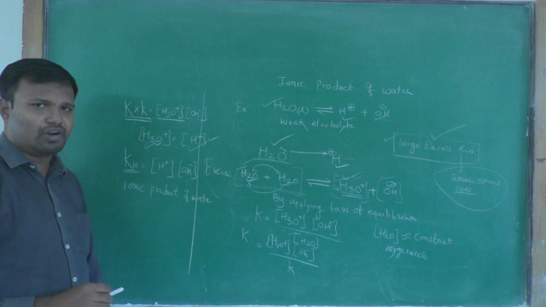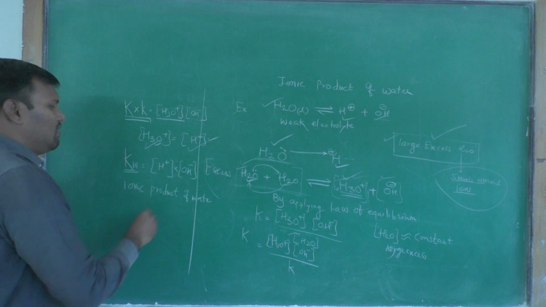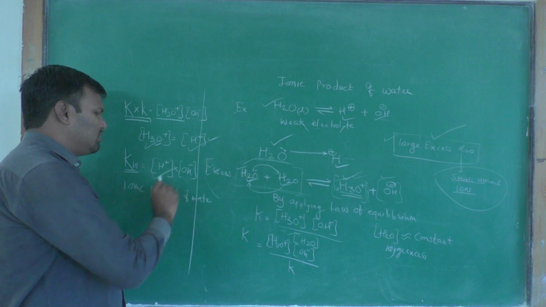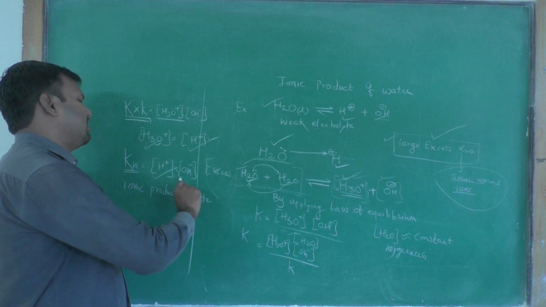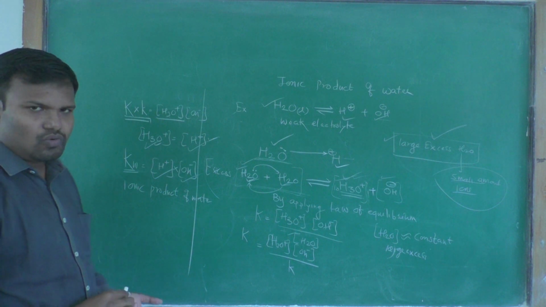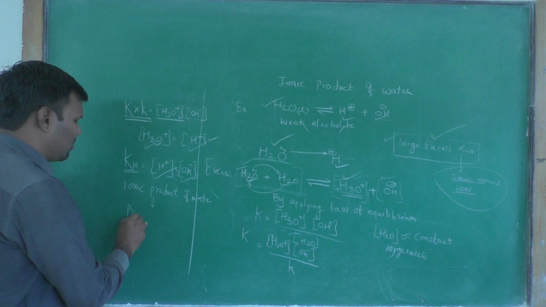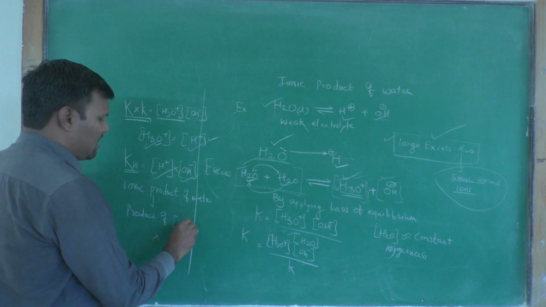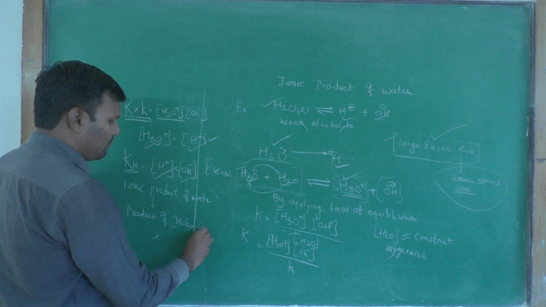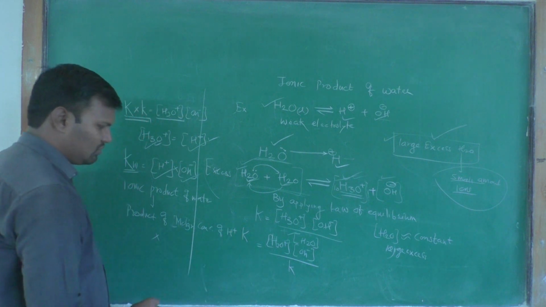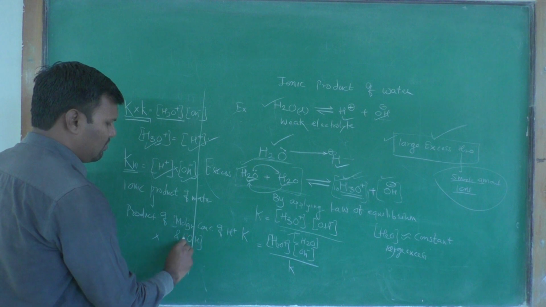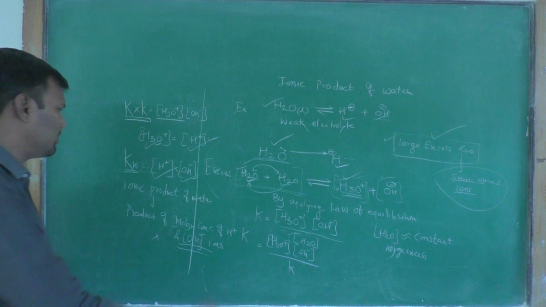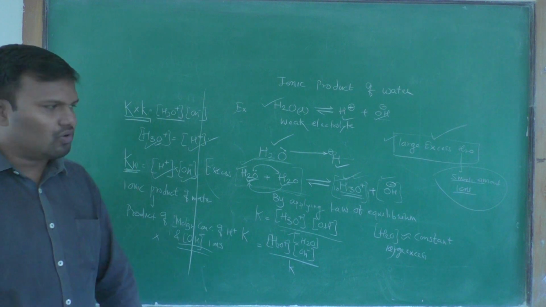Therefore, the ionic product of water is defined as the product of the molar concentration of H plus ions and the molar concentration of OH minus, that is hydroxide, ions. Product means multiplication, so it is the product of the molar concentrations of H plus ions and OH minus ions.